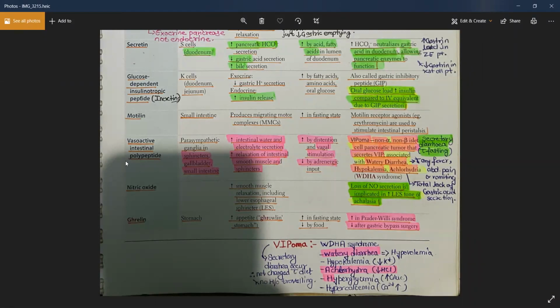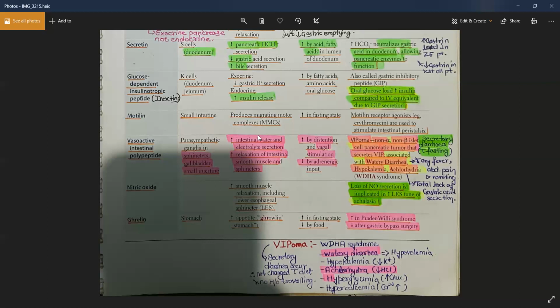vasoactive intestinal polypeptide. For the vasoactive intestinal polypeptide, you first need to see that it is released by the parasympathetic nerves, not the sympathetic nerves. Very important to note. It will be released by vagus stimulation only. Their function is to relax the intestinal smooth muscles and the sphincters. They will cause nitric oxide release, and by the nitric oxide release, they will cause relaxation of the smooth muscles. Second thing, they will cause an increase in intestinal water and electrolyte secretion. Very important.